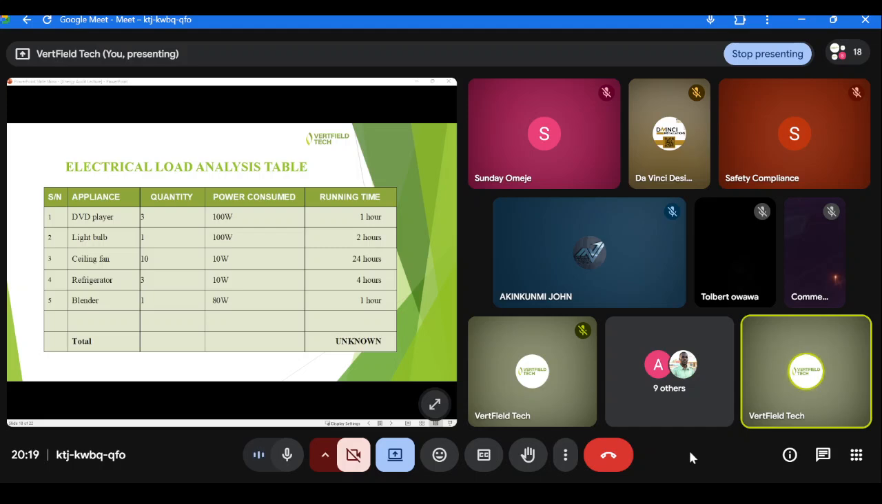For the DVD player, the quantity is 3. The power consumed is 100 watts. The running time is 1 hour. For the light bulb, the quantity is 1. The power consumed is 100 watts. The running time is 2 hours. For the ceiling fan, the quantity is 10. The power consumed is 10 watts. The running time is 24 hours. For the refrigerator, the quantity is 3. The power consumed is 10 watts. The running time is 4 hours. For the blender, the quantity is 1. The power consumed is 80 watts. The running time is 1 hour.